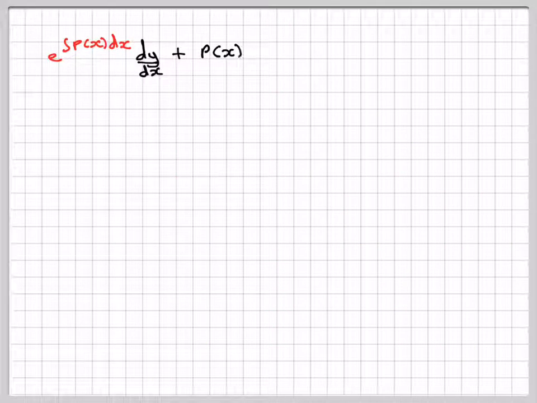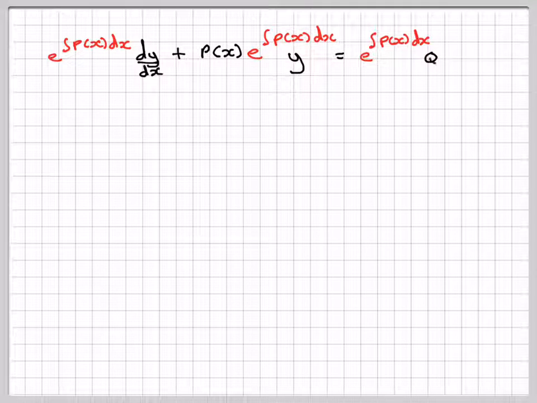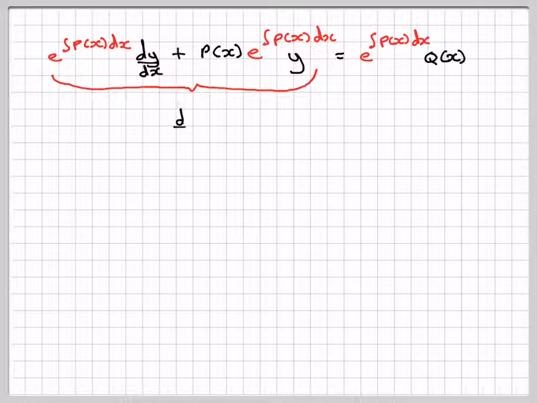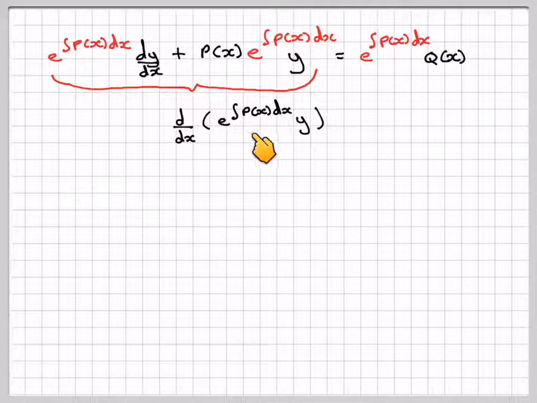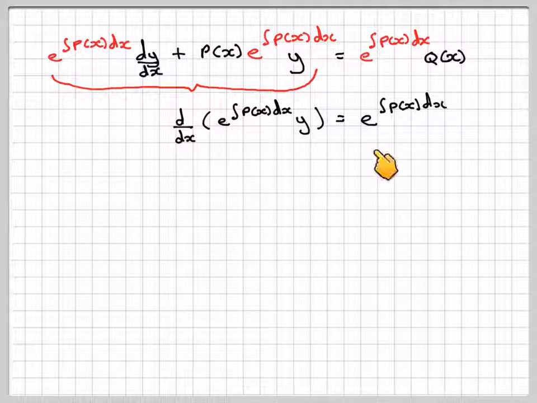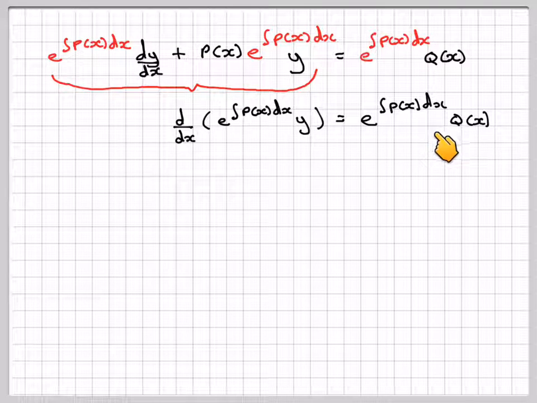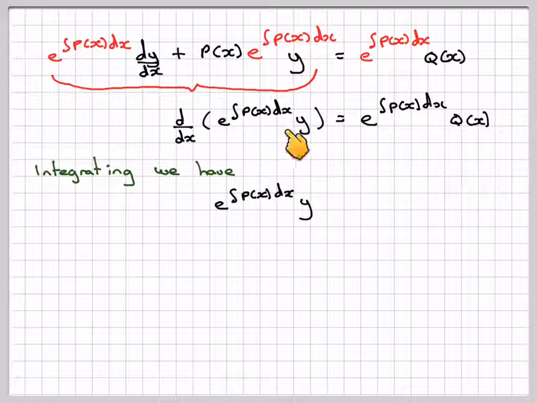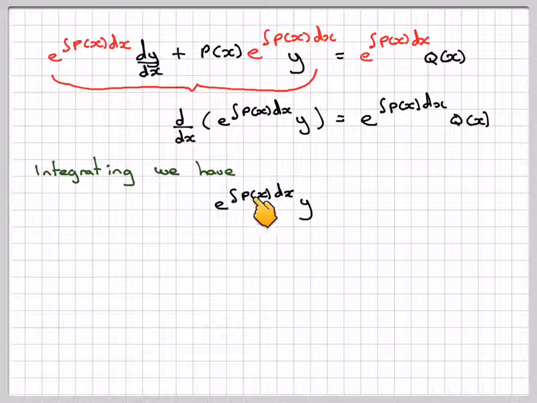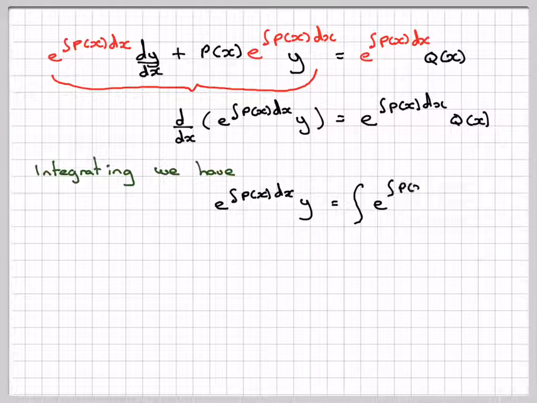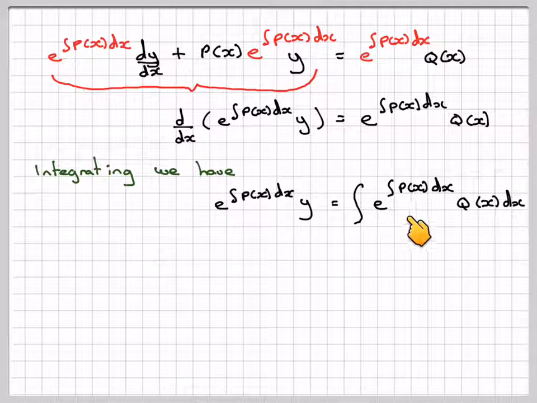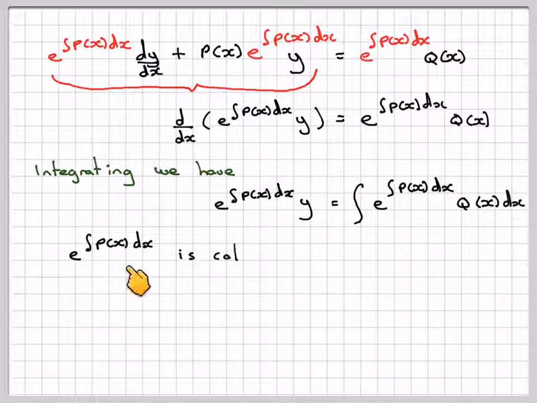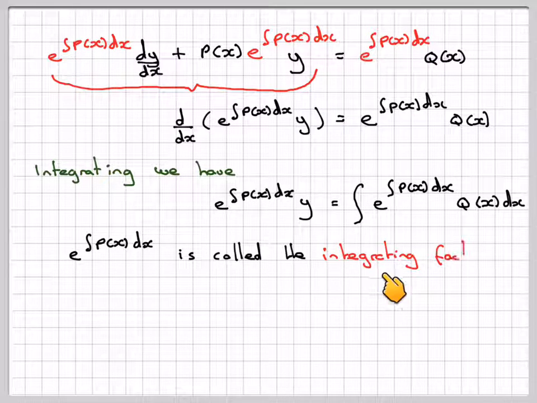So just writing that out again, all this here will now become d/dx of e to the integral of P(x) dx times y, is equal to e to the integral of P(x) dx times Q(x). Now if you integrate both sides, if you differentiate it and integrate it you get back to what you started with, so it's e to the integral of P(x) dx times y, and here we have the integral of e to the integral of P(x) dx times Q(x) dx. Now this e to the integral of P(x) dx is called the integrating factor.